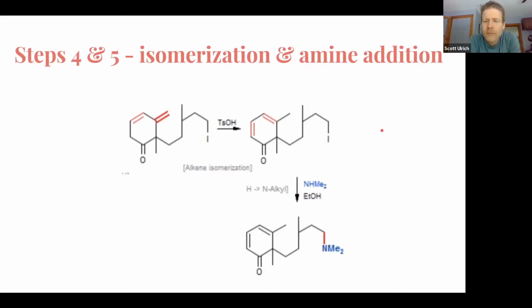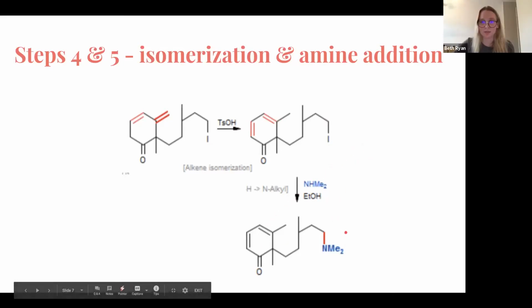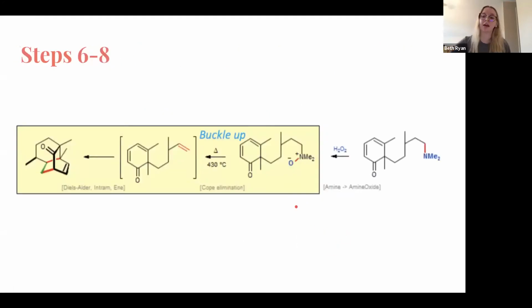So there's another SN2 reaction. And then this is where it gets kind of interesting. Usually for a Cope elimination, the first step is using mCPBA. However, they discovered that hydrogen peroxide works just as well to form this initial compound right there, with the negative oxygen and the positive nitrogen. It's called an N-oxide, or an amine oxide.